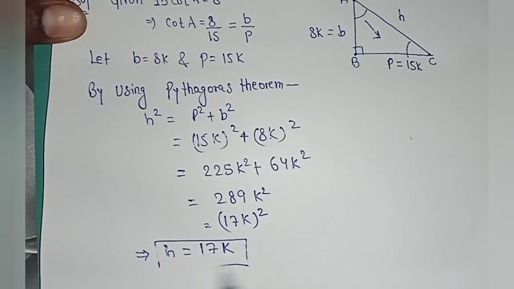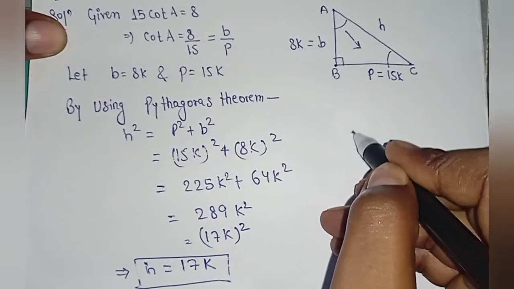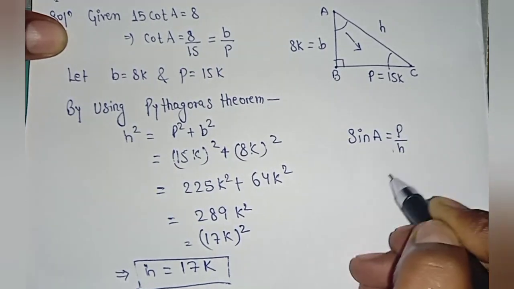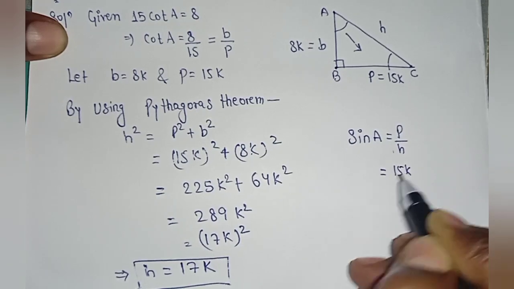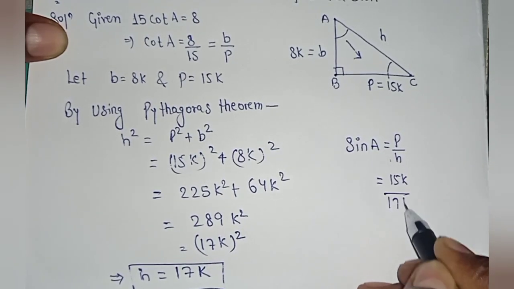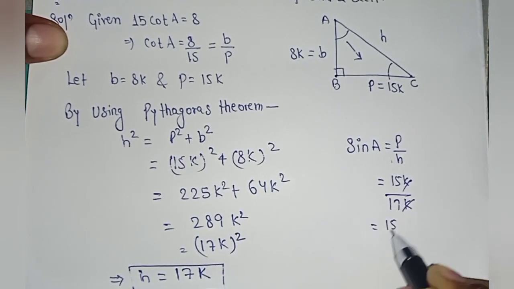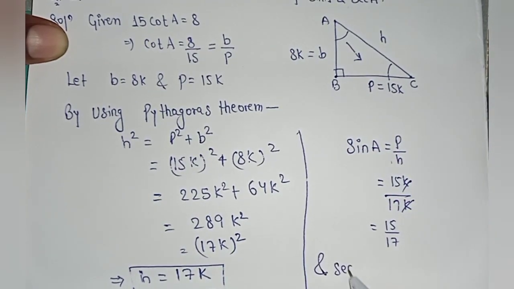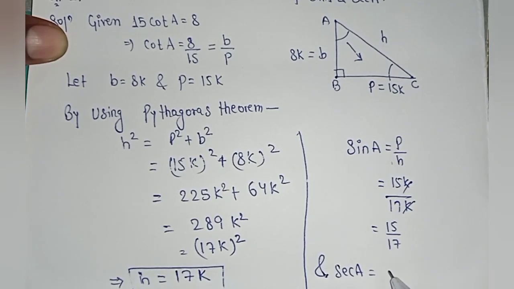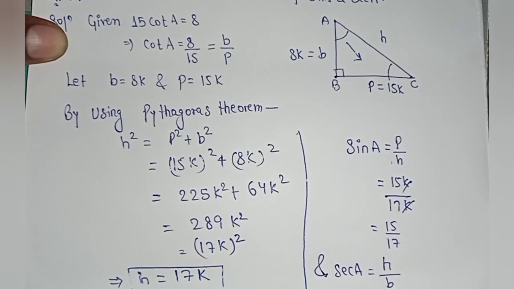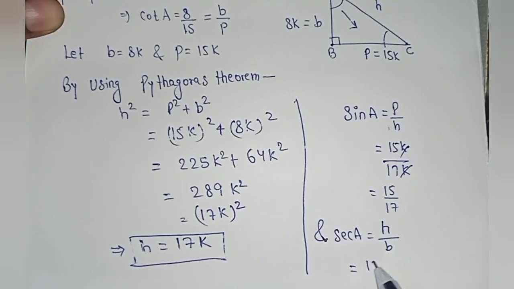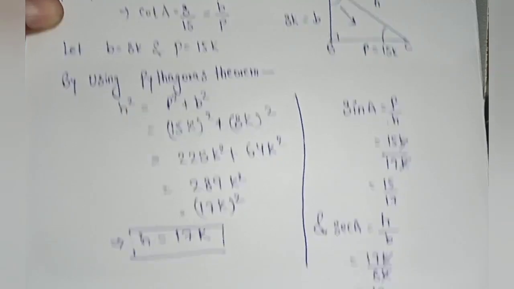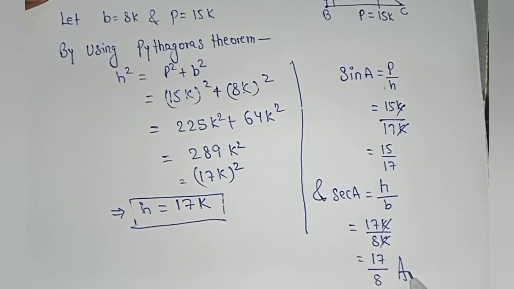Now we have to find sin A. So sin A equals perpendicular by hypotenuse, so it is 15k by 17k, which is 15 by 17, and sec A is just the opposite of cos A, so it is hypotenuse by base, which equals 17k by 8k, so it is 17 by 8. That is the answer of this question.